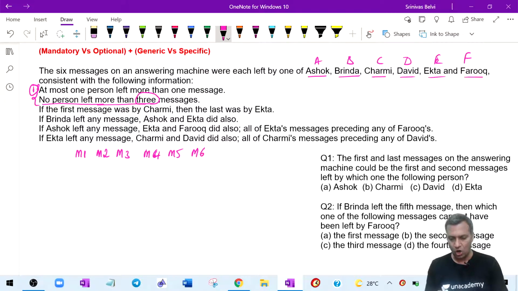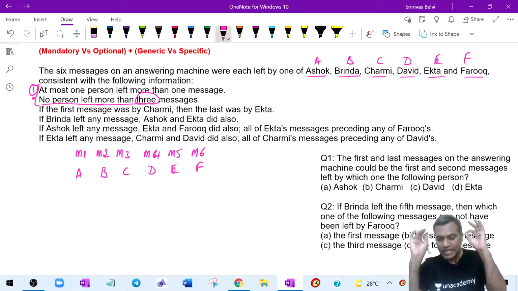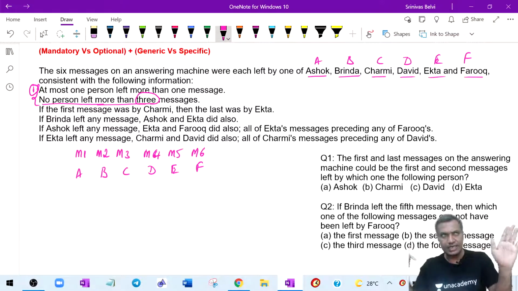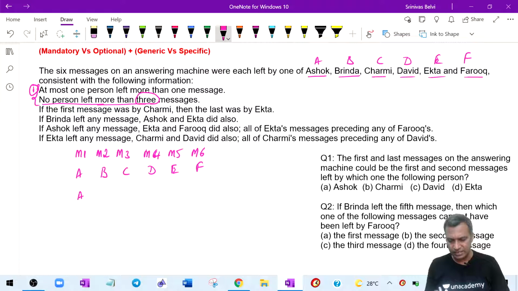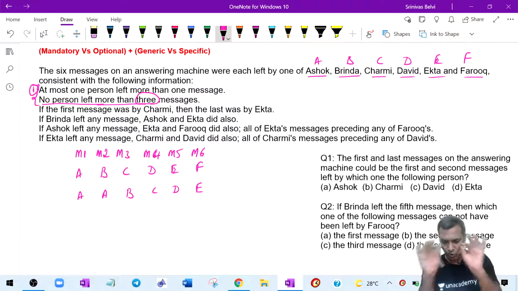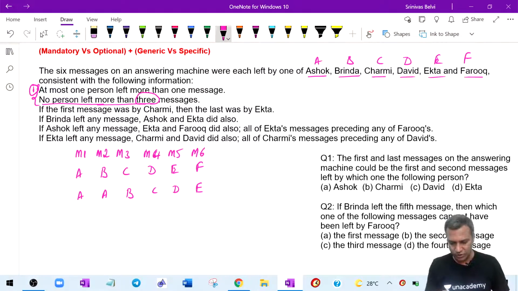Okay, first one. All 6 messages are left by different people. I am not organizing the data, I am only explaining the structure. A, B, C, D, E, F. All 6 messages can be left by 6 different people. Or it is possible that 2 messages are left by the same person and the remaining messages are left by different people. Now, who are those different people? I don't know.